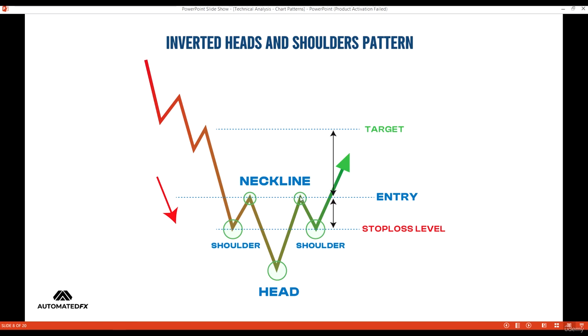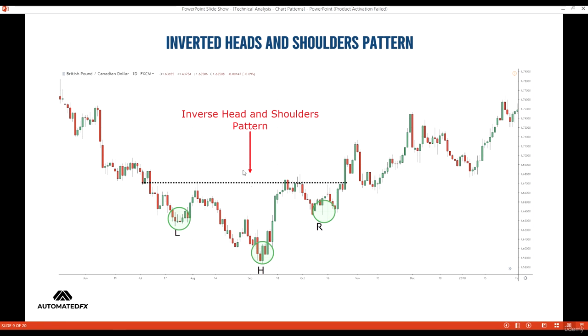Then it came down, made this level here and made a shoulder here, and then we look to buy after the break of this level. We look to buy and target this place while our stop loss is at this level. So this is an example of how the inverted head and shoulders pattern will play out. And then this is a live scenario for GBP card.